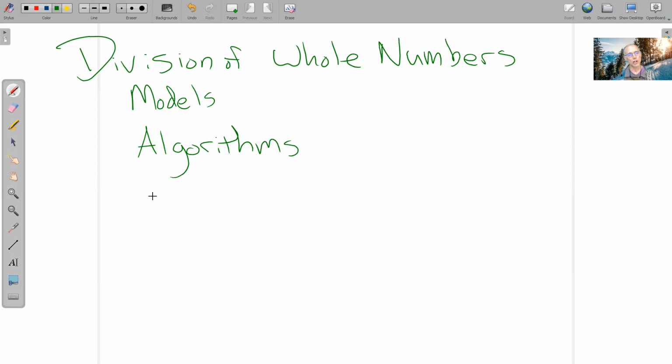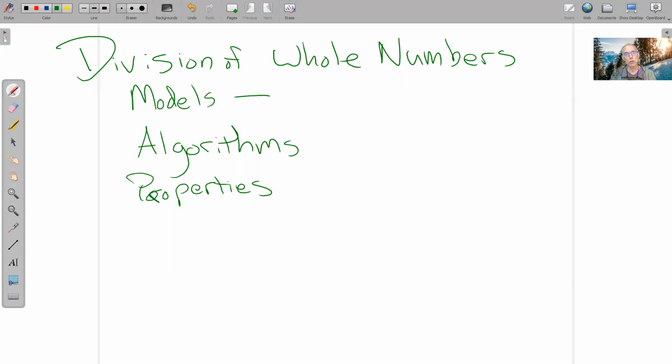Properties of division aren't all that exciting, but we'll talk a little bit about properties. And that's about it. And then following that, we'll get into exponents and order of operations.